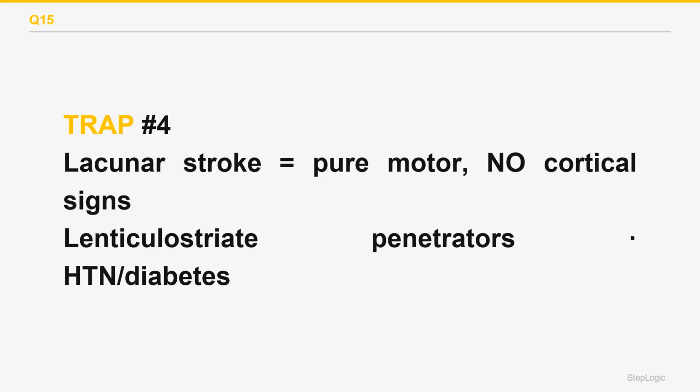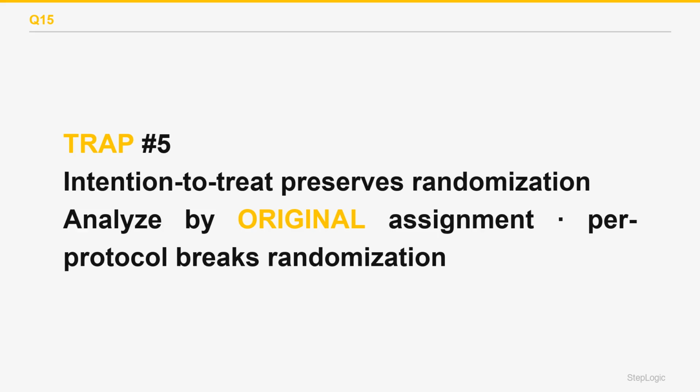Trap 4. A lacunar infarct in the internal capsule causes pure motor hemiparesis with no cortical signs, no aphasia or neglect, from small lenticulostriate vessel disease driven by hypertension and diabetes. Trap 5. Intention to treat analyzes patients by their original randomized group regardless of adherence, preserving randomization and giving a real-world estimate. Per protocol analysis only includes adherent patients and can bias results.